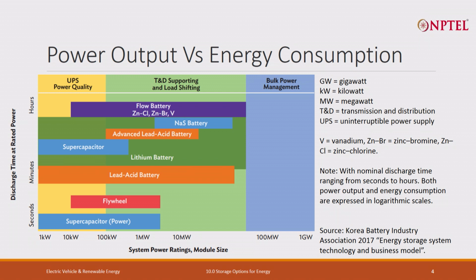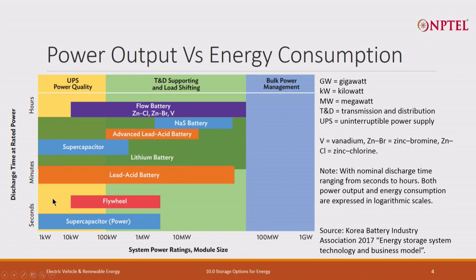How do we decide what type of energy storage we should look at? So the power output versus energy consumption, that's a very nice graph, and the source is the Korea Battery Industry Association, 2017. If you require energy storage for a few seconds and a capacity up to 1 megawatt, a supercapacitor becomes a good option because it can discharge. The discharge rate is very high, 10C, 20C, 30C, and the charge rate is also very high.